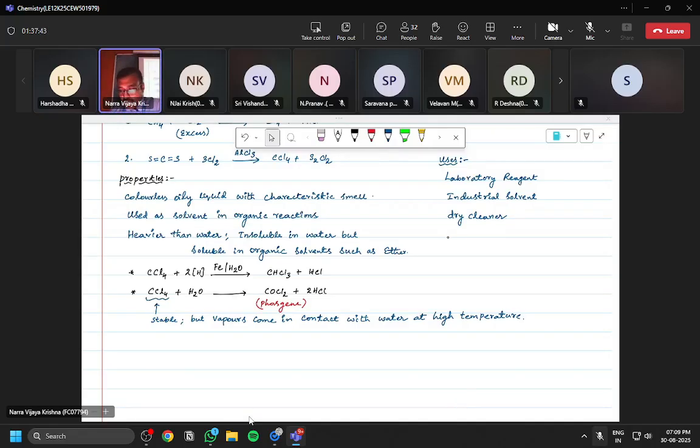Right? As a fire extinguisher, it is used under the name pyrene. Pyrene is the name of the company. CCl4 is also called pyrene. But there is also an organic compound pyrene, with 4 benzene rings. Right? So pyrene is the commercial name of CCl4. So we are done with carbon tetrachloride.